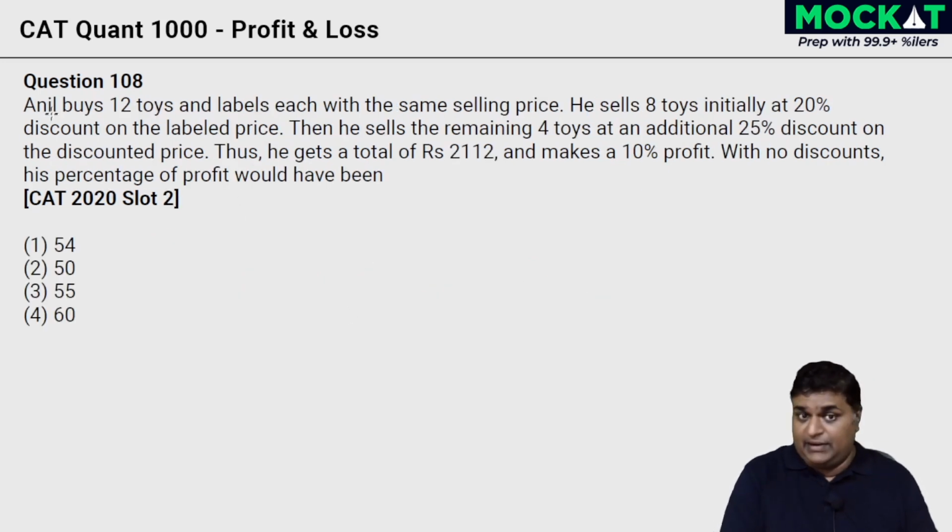On to question 108. Anil buys 12 toys and labels, each with the same selling price. He sells 8 toys initially at 20% discount on the label price. He sells the remaining 4 toys at additional discount. Thus, he gets a total of 2112 and makes a 10% profit. With no discounts, his percentage of profit would have been what?